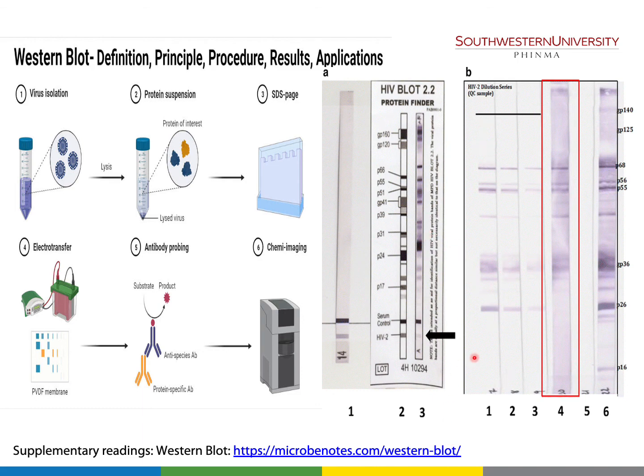So here, let's focus on letter B. Lane 1 for letter B is just a quality control. Lanes 1, 2, and 3 are quality control at different dilutions. Lane 4 is for the patient, and lane 5 is the negative control, and lane 6 is the positive control. So you'll just compare that one. If there are band strips or a pattern of antibodies present, then that is positive.